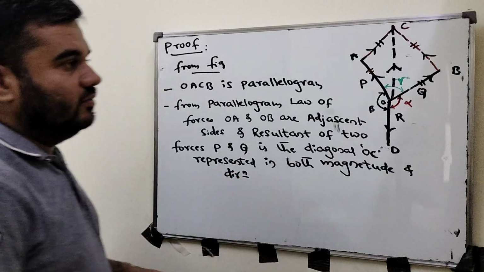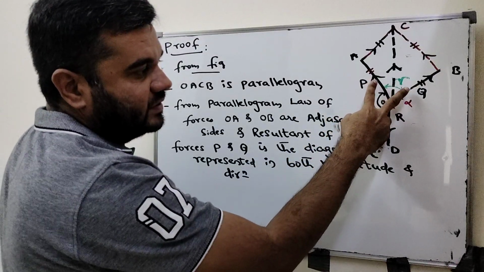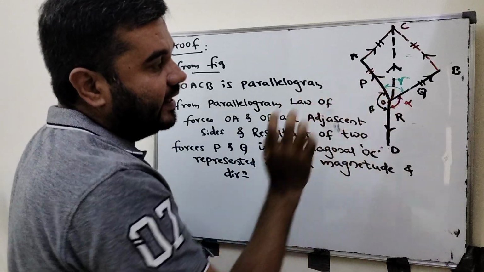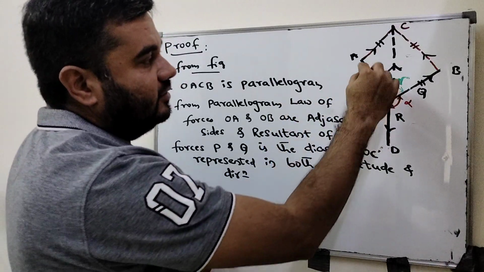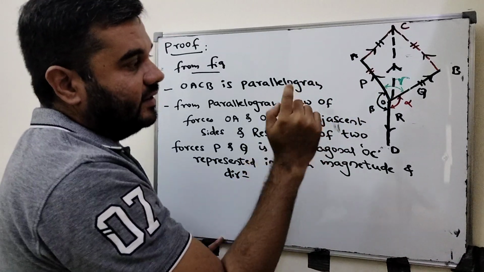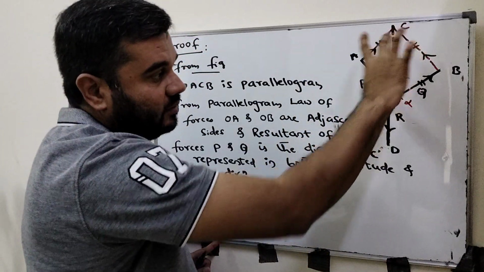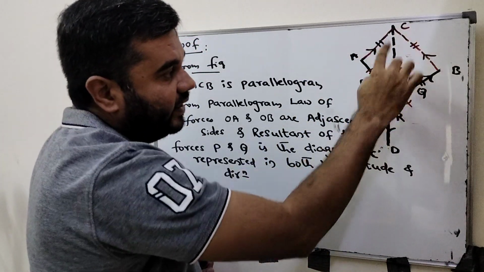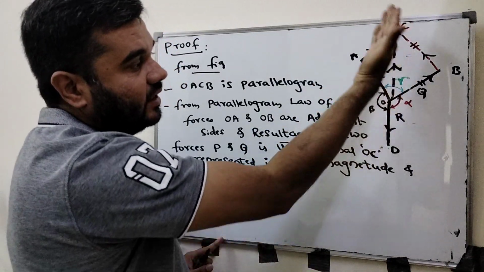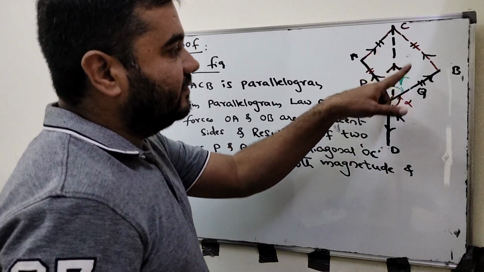Okay, I'll once again clear the concept here. The parallelogram law states that if two forces act at a point, then you construct a parallelogram like this, and the resultant is the diagonal of the parallelogram, represented in magnitude and direction. As I showed here, OC is the magnitude, and the direction is upward, opposite to the other side. This is the resultant of these two.